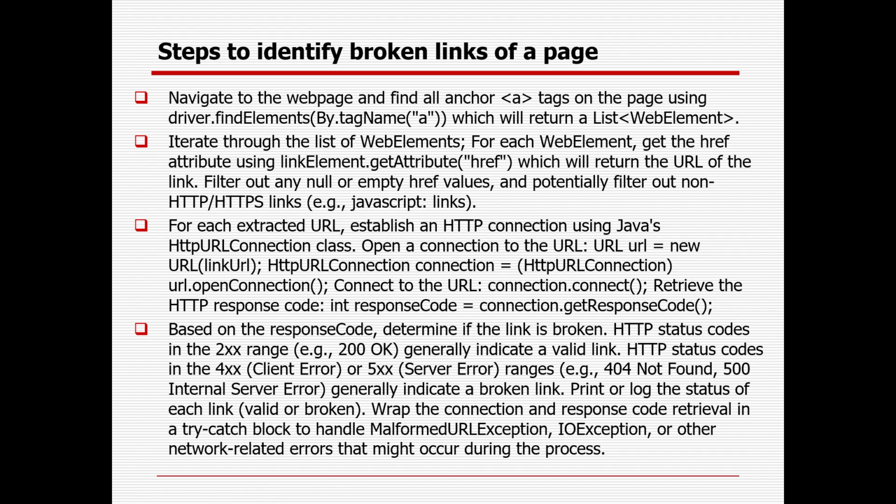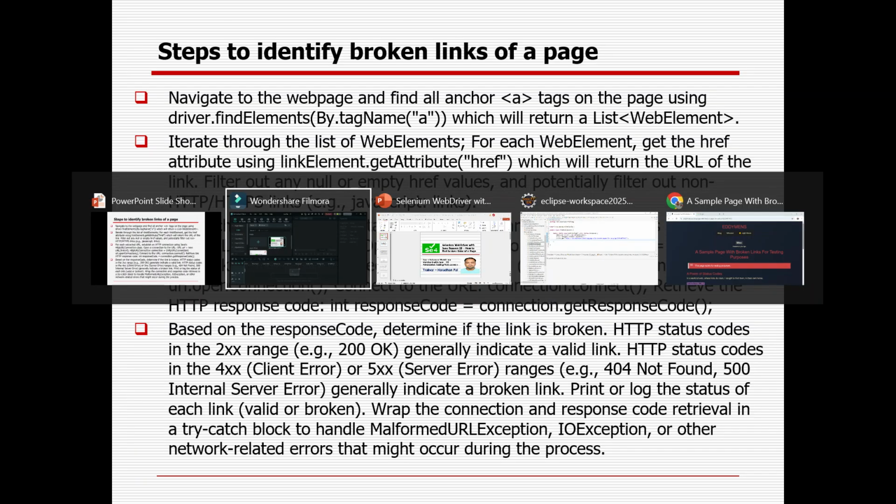Based on the response code, if it is in the 2xx range, it is definitely successful. But if it is in the 4xx or 5xx range, the link is broken. So we can print them out and wrap up. And whenever we are doing this, we need to surround it with a try-catch block to handle MalformedURLException, IOException, or other network-related errors that might occur during the process.